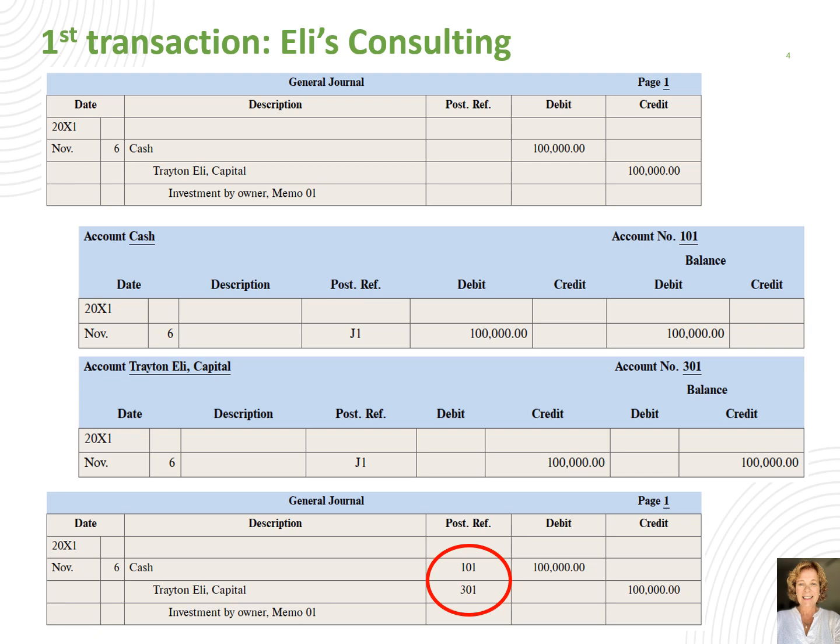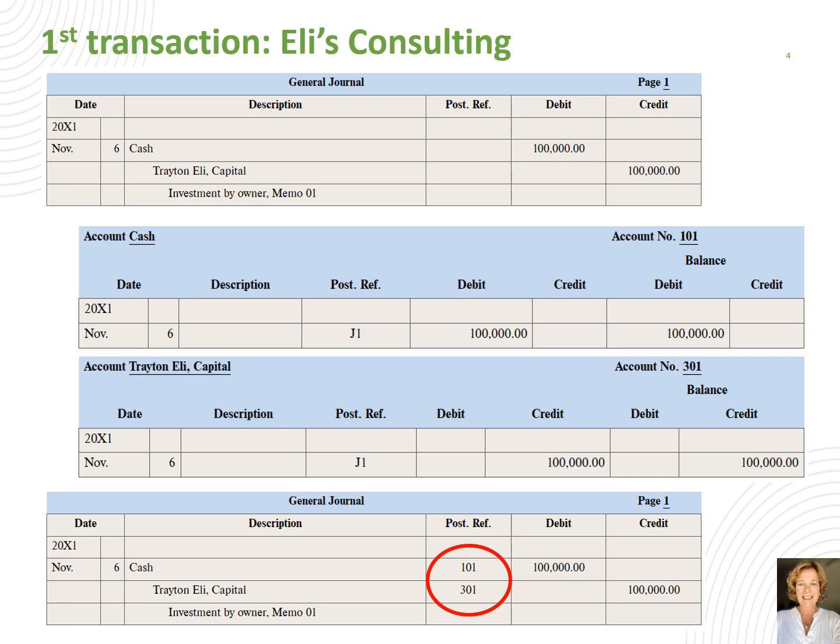Let's look at the first transaction for Eli's Consulting, where Trade and Eli deposited $100,000 into the company's business bank account. In the general journal entry, we recorded this business transaction by debiting cash and crediting Trade and Eli capital for $100,000. The general journal records transactions in chronological order in which the transactions occur, but now we want to have a permanent record of the transaction by account.